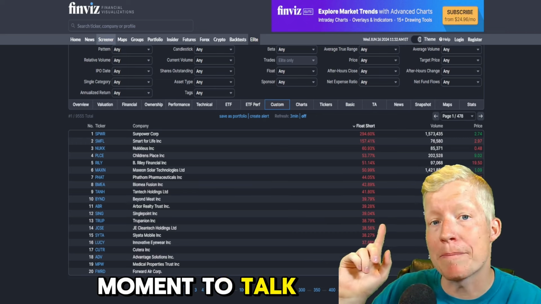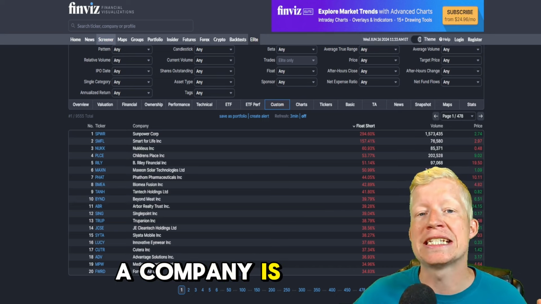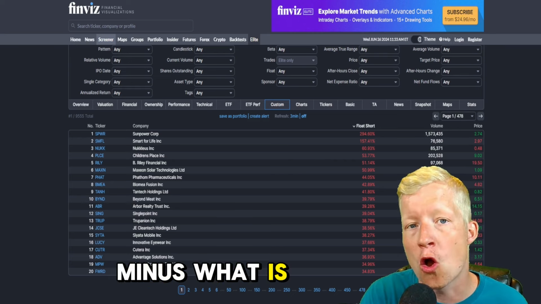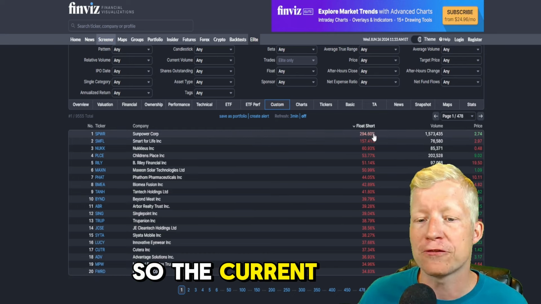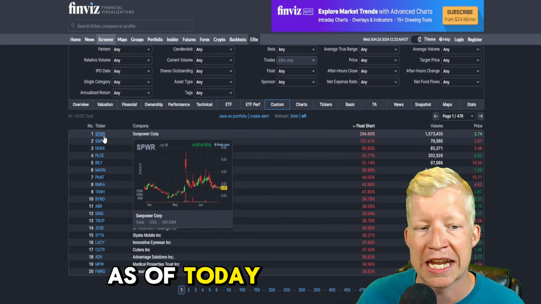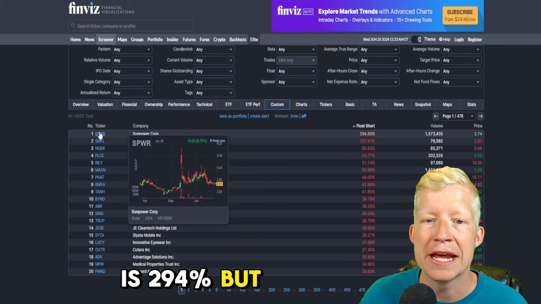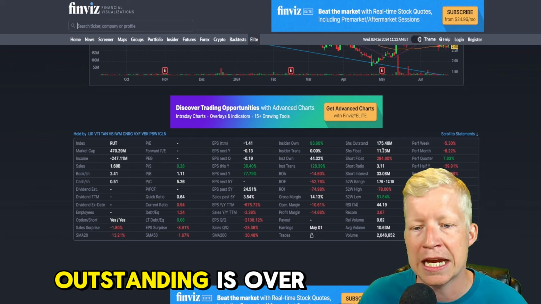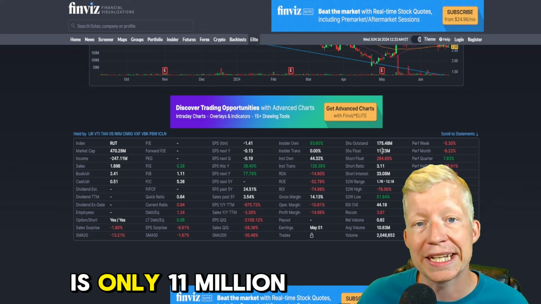Let's take a moment to talk about what this number here means. The float of a company is the total number of shares minus what is owned by insiders and other institutions. So the current float short percentage of our number one most heavily shorted stock as of today, SPWR, is 294%. But if we click into SPWR, we can see that the shares outstanding is over 175 million, but their float is only 11 million.